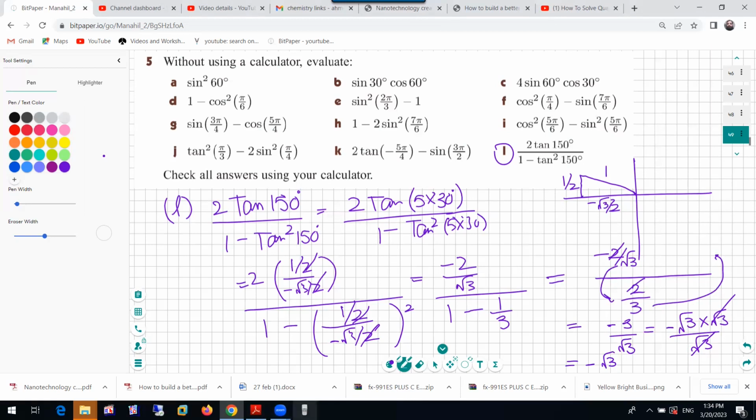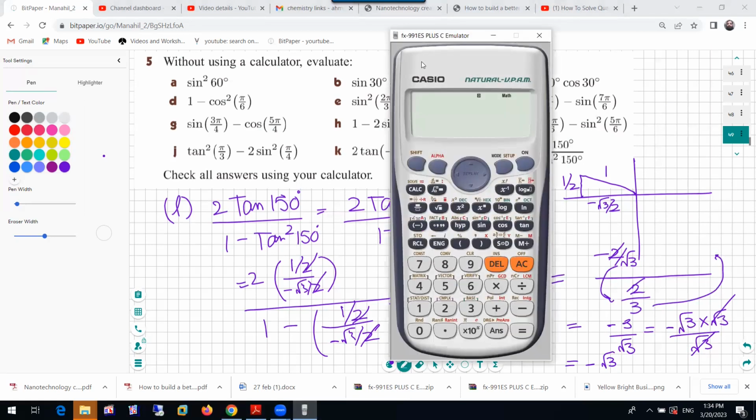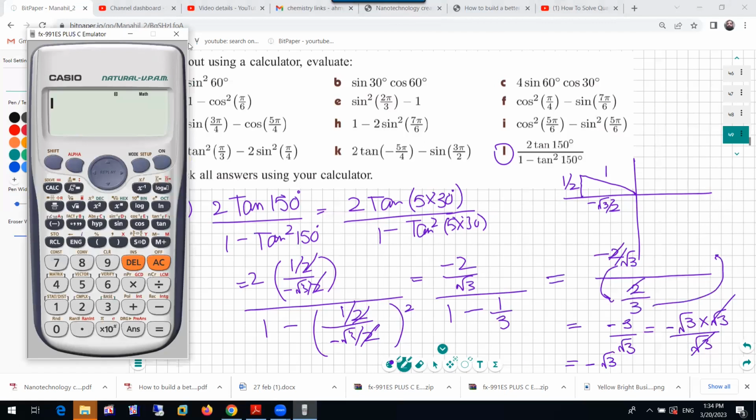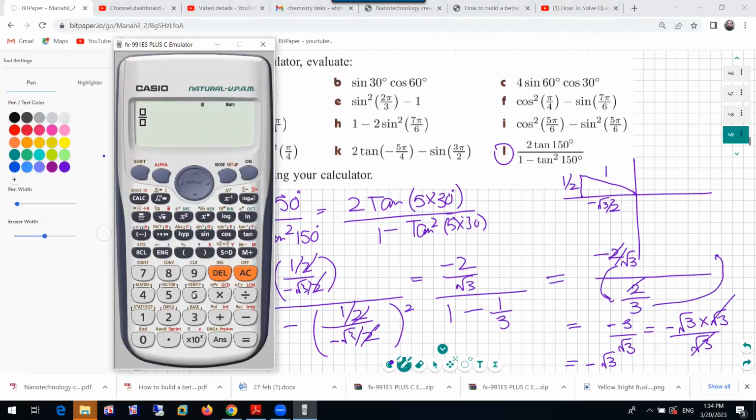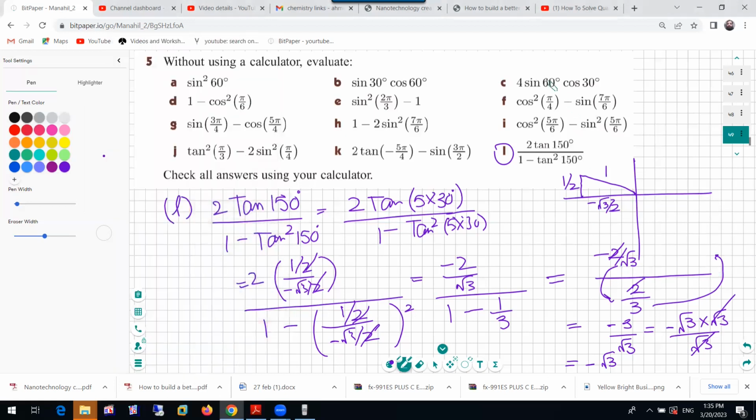We can even check it by using a calculator. 2 times tan 150, then divided by 1 minus tan 150 squared. Right? The answer is correct.